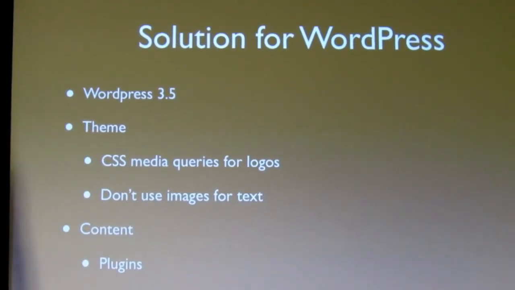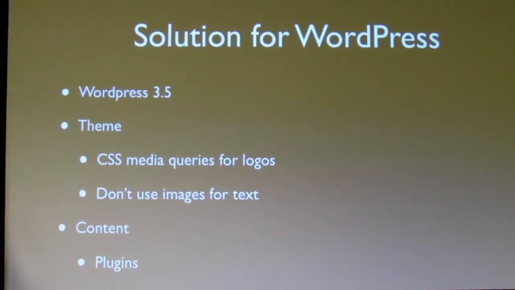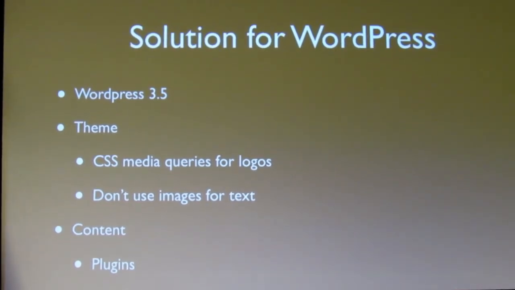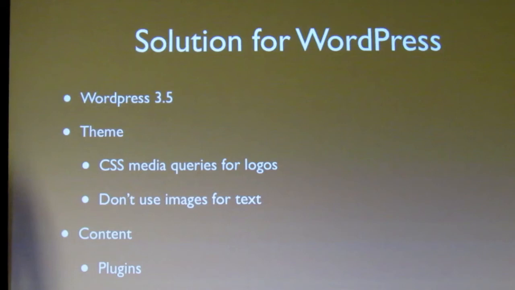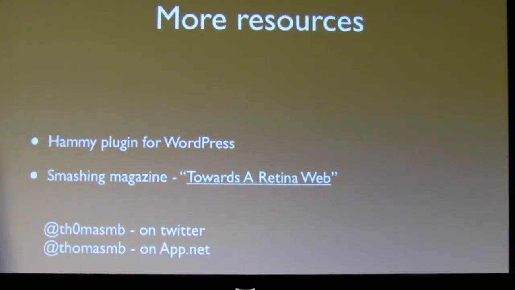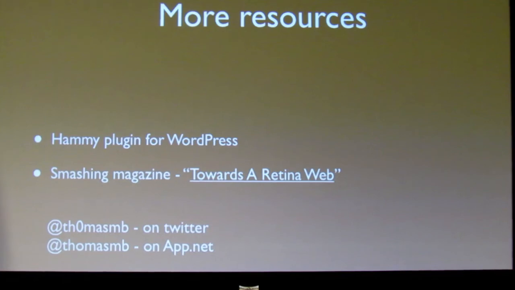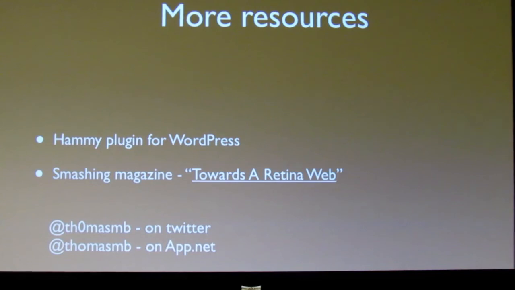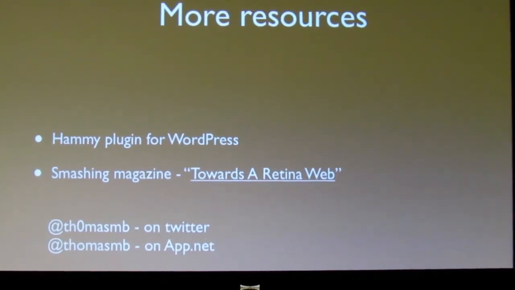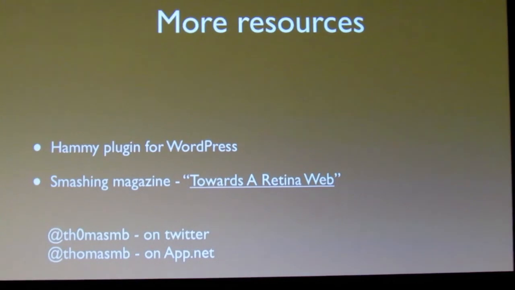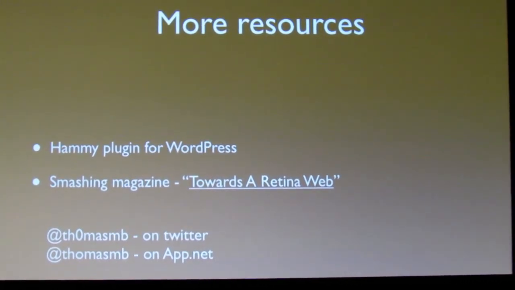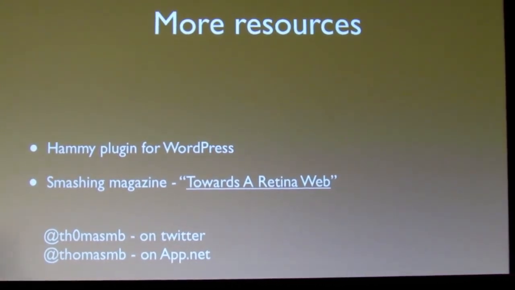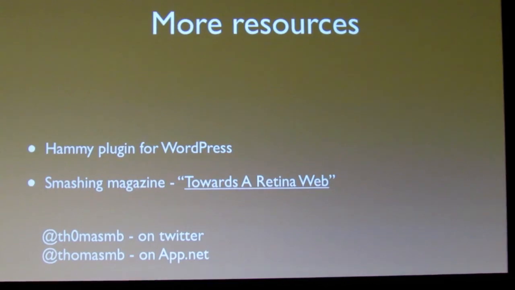And of course, for your content, for every image that you throw into your articles, there are plugins that you can use that will dynamically change out the images. So the HiDPI plugin for WordPress is something you can use that will automatically fetch the right image if it is available. It also works with responsive design. And for those who want to read more about how to serve Retina images to the correct devices, there's a good article on Smashing Magazine called Towards a Retina Web.